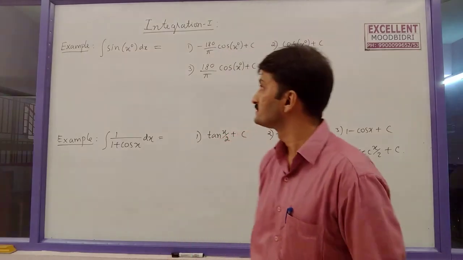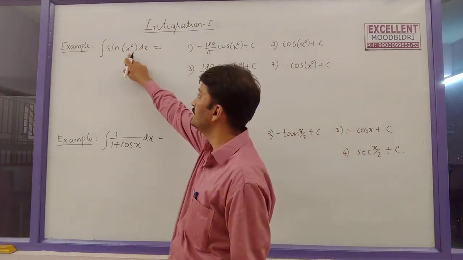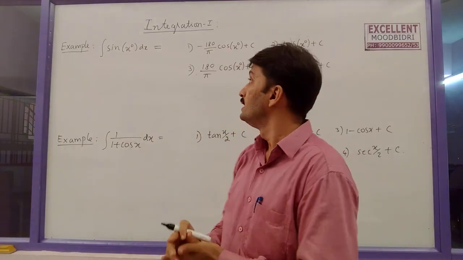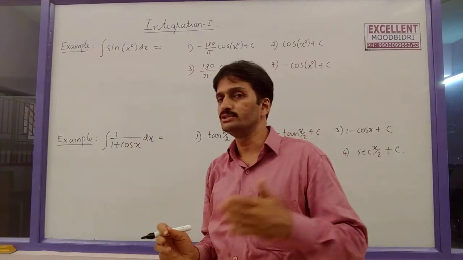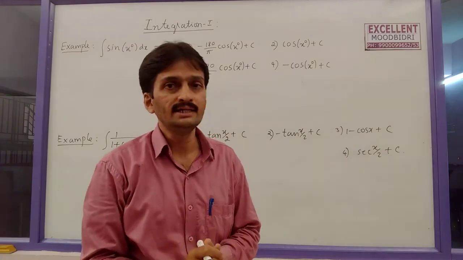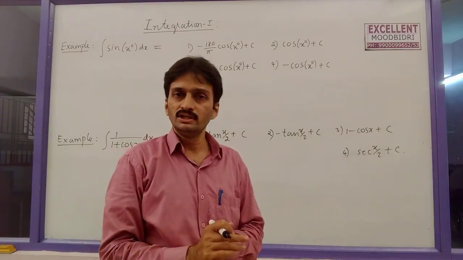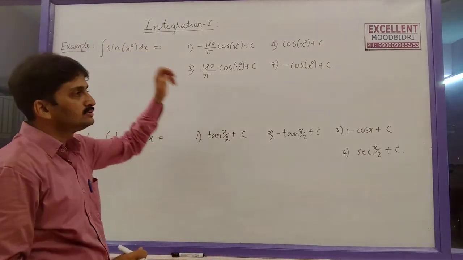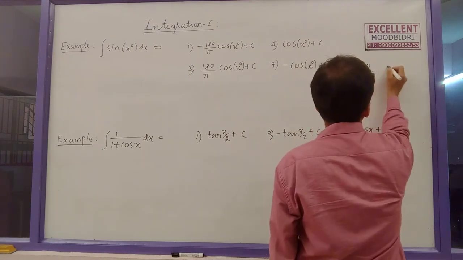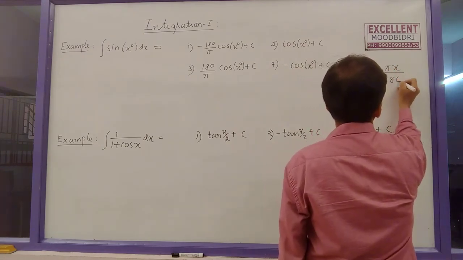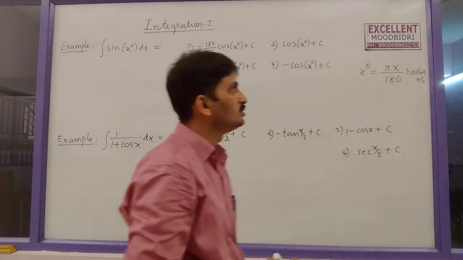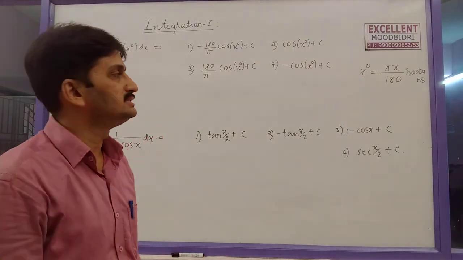Next example. Integration of sin x degrees dx equal to, it is sin of x degrees. Now see, integration of sin x is cos x, sorry, minus cos x, but there x must be measured in radians. Correct? Therefore first we have to convert degrees into radians. How to convert? There is one formula. X degree is equal to pi x by 180 radians.